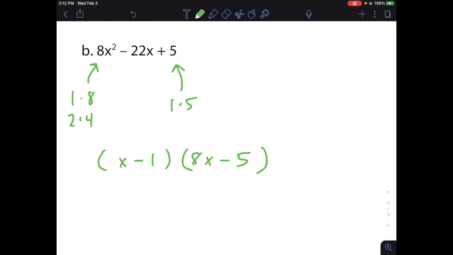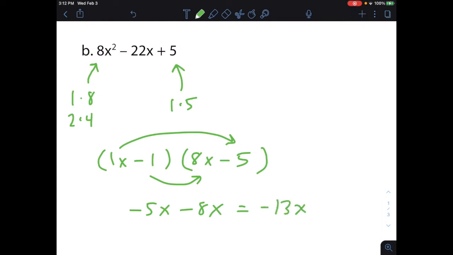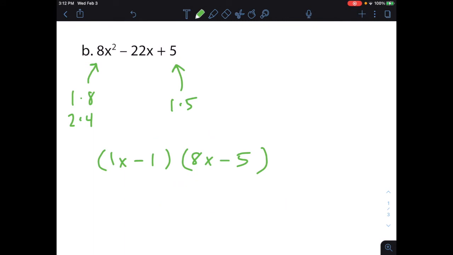What if I plug in the 8 here? Now it's 1 times 8, that's negative 8x. Well, is that going to work? If we go 1x here, we have negative 5x and negative 8x. Nope, because that's negative 13x, and we want negative 22. Some of you may have already noticed that. Let's get rid of all that. So we know that the 1 and the 8 isn't going to work. Let's think about the 2 and the 4.